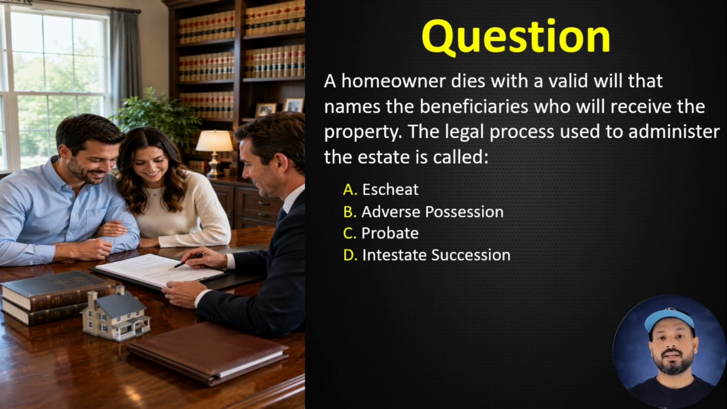Question number 13. A homeowner dies with a valid will that names the beneficiaries who will receive the property. The legal process used to administer the estate is called A. Escheat, B. Adverse possession, C. Probate, D. Intestate succession. Correct answer, C. Probate. Probate is the legal process of administering a deceased person's estate under a valid will.